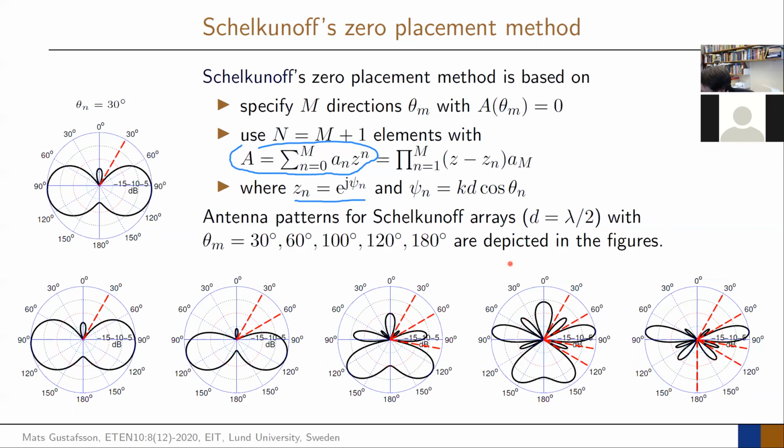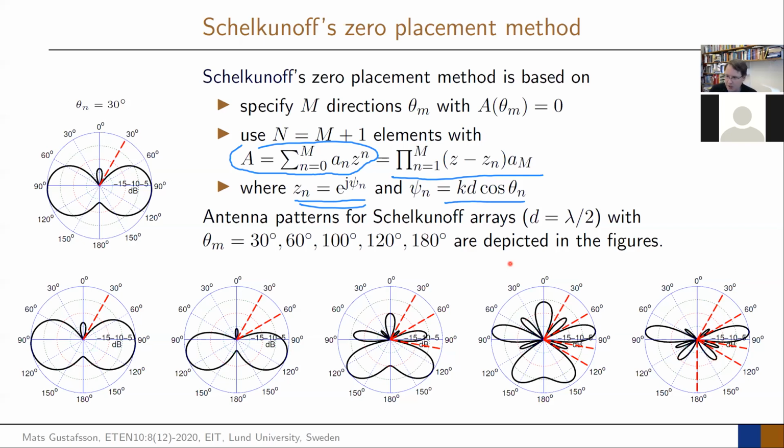So you rewrite these polynomials as a product over all the zeros. That is the Schelkunoff zero placement method in these cases. And the zeros are now given here by these digital wave numbers that say I would like to have a zero in that direction. So the psi_n is this k d cosine theta_n.